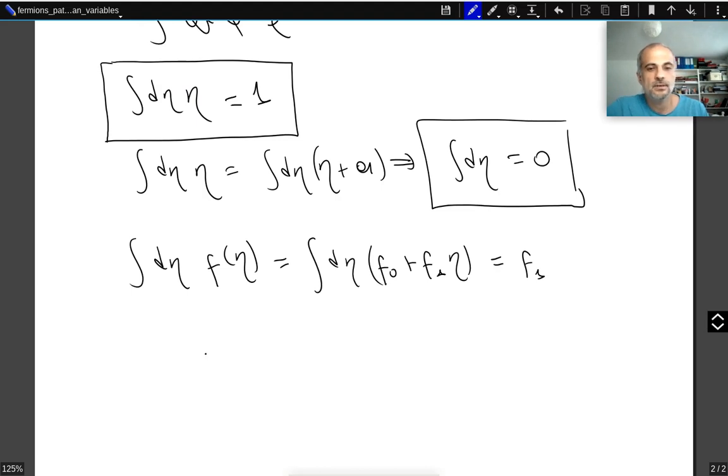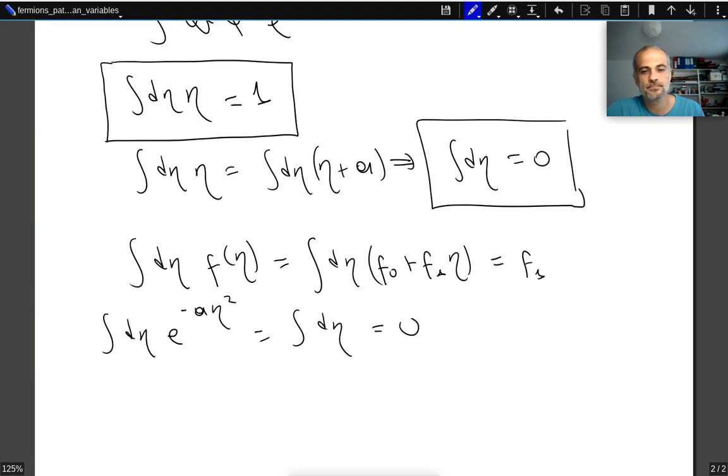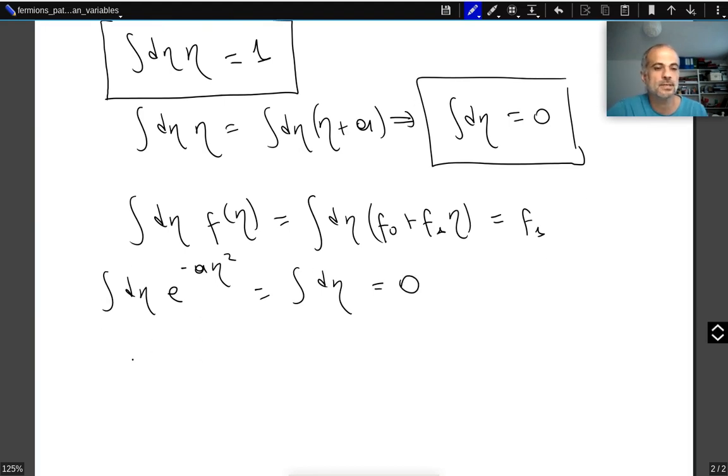Now let's look at the Gaussian integrals. The Gaussian integral of a single variable just doesn't exist. You see the integral of d eta e to the minus a eta squared. Now this is the Gaussian integral. But eta squared is 0, so the exponent is just 1, and the integral is 0.